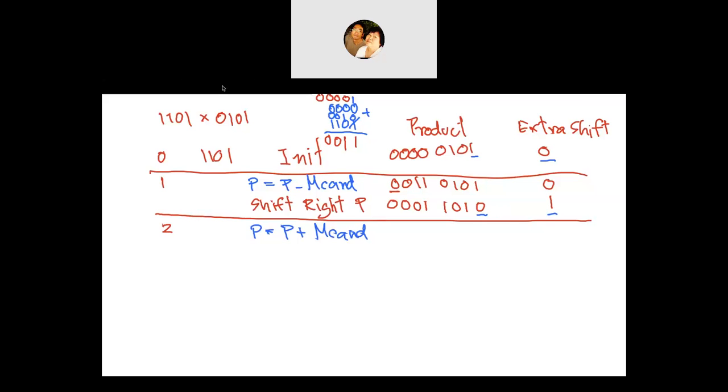The product itself is 0, 0, 0, 1, and the multiplicand is 1, 1, 0, 1. So we have to add this one with 1, 1, 0, 1. When we add these two numbers together, what is the result? 1, 1, we get 0, 1, 1, 0, 1, 0, and then 1. And the right-hand side of the product is the same as before.